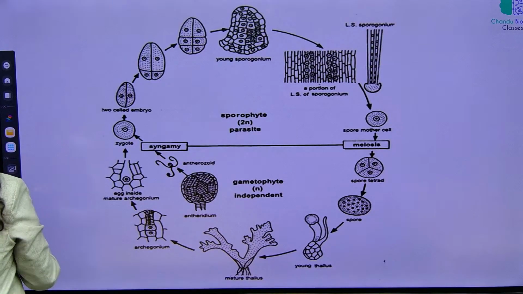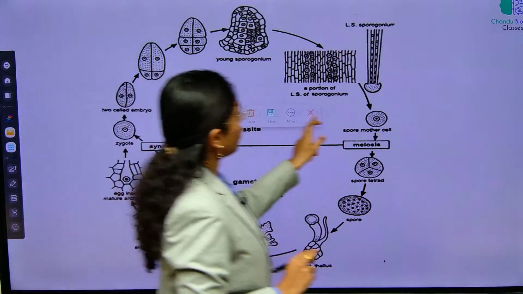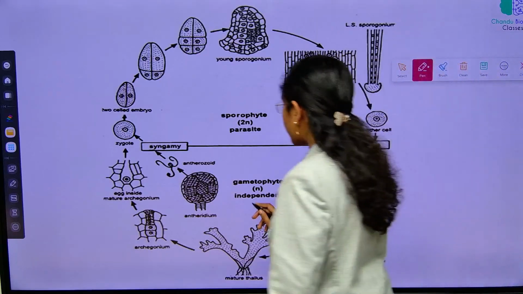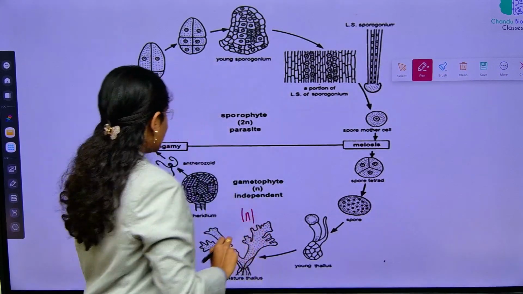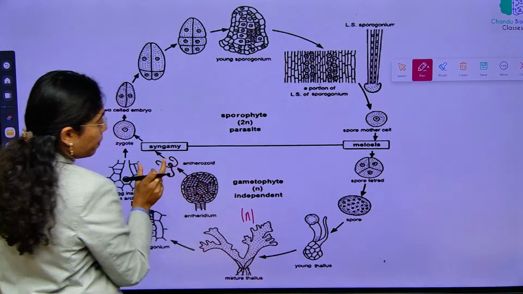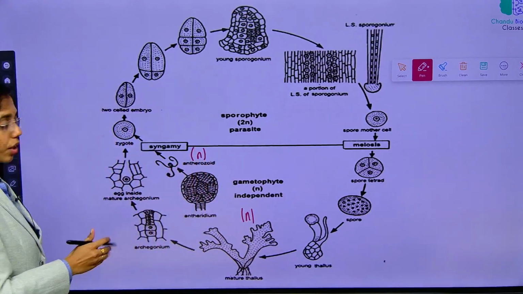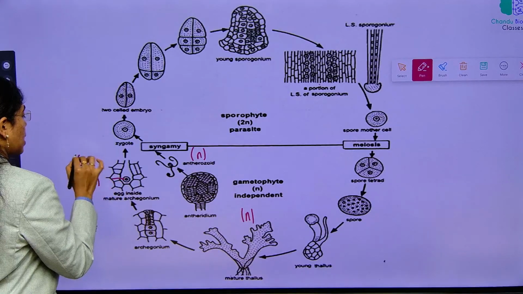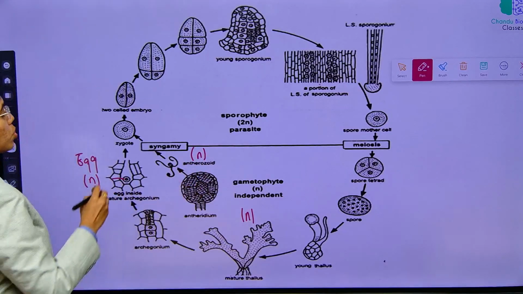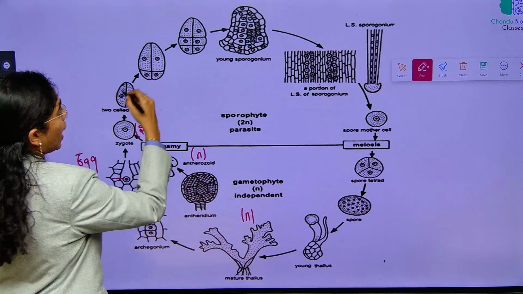Here you see the complete life cycle of Anthoceros. First, you observe here a mature thallus which is haploid. This has both male and female sex organs. The male sex organ produces biflagellated antherozoids which are haploid, and the female sex organ archegonium will have a haploid egg cell. Post fusion of antherozoid and egg cell, this forms a diploid zygote which will mature to an embryo.